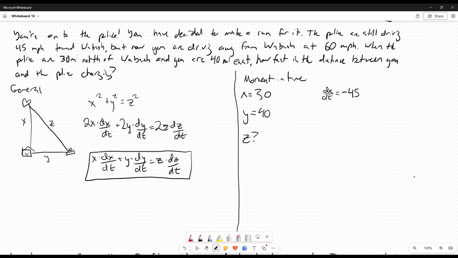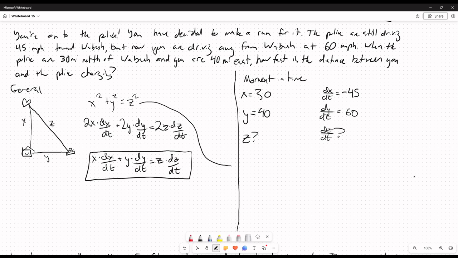The length of y is growing. It's driving away from Wabash. So this is going to be increasing at a rate of 60 miles per hour. And we don't know the rate of change of the distance between me and the police. In fact, that's what we're trying to find out. Before we can use our related rates equation, we need to solve for z. And to do that, we're going to use the Pythagorean theorem.